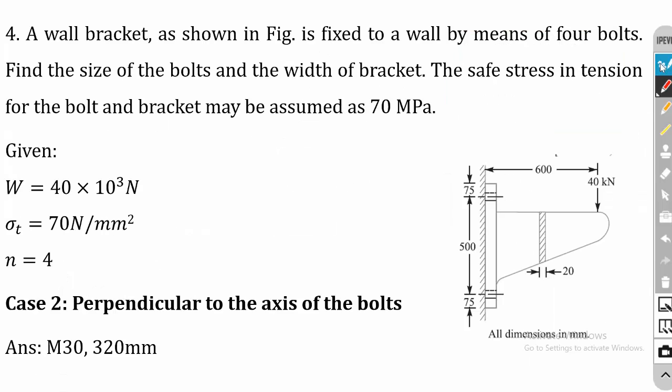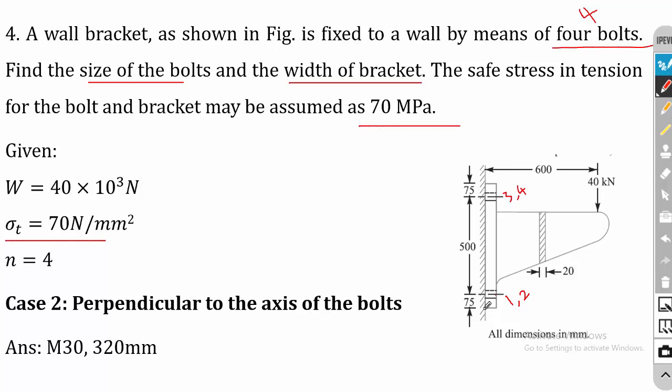So the tutorial problem. A wall bracket as shown in figure is fixed to a wall by means of 4 bolts. So the number of bolts is 4. Find the size of the bolts and the width of the bracket. So first we have to calculate the size of the bolt. The safe stress in tension for the bolt and the bracket may be assumed as 70 megapascal. Sigma T is given as 70. So the problem is almost like the previous problem. 2 rows in a bolt. So 1 and 2 in this row, 3 and 4 in the another row.